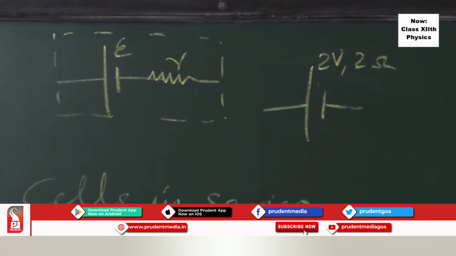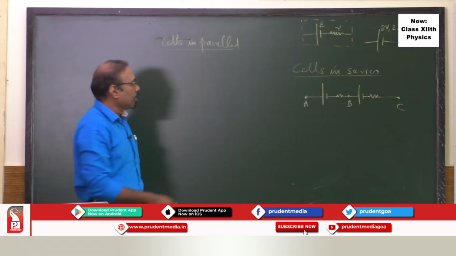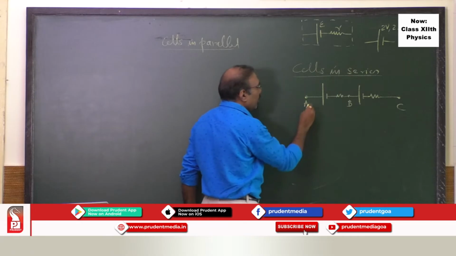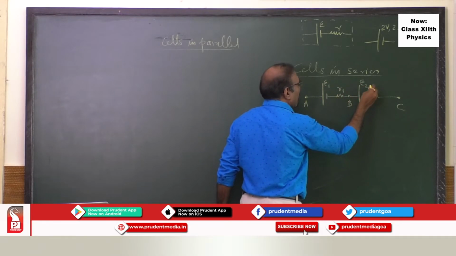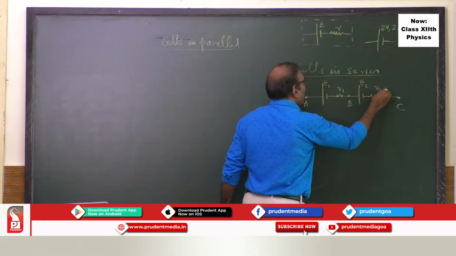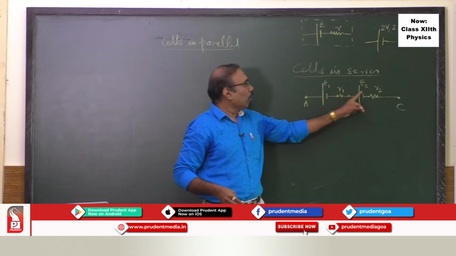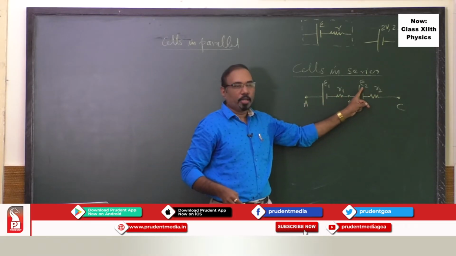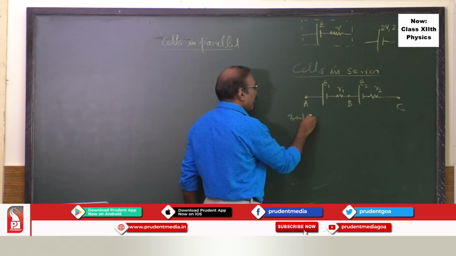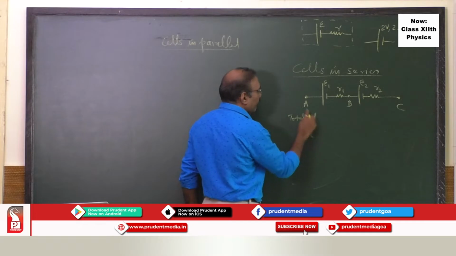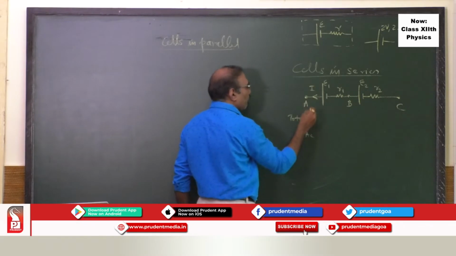So now let's see combinations if the cells are put in combination. First we'll see cells in series. These are 2 cells put in combination. E1 and r1 are the EMF and internal resistance of the first cell. r2 is the internal resistance of the cell of EMF E2. Now, the total potential difference between A and C. Since they are connected in series, a common current will flow through them.